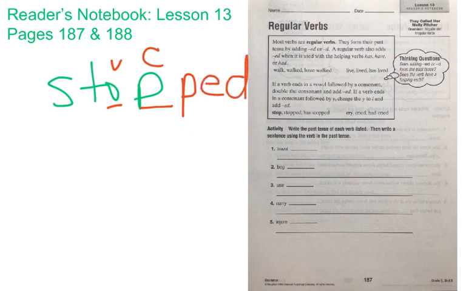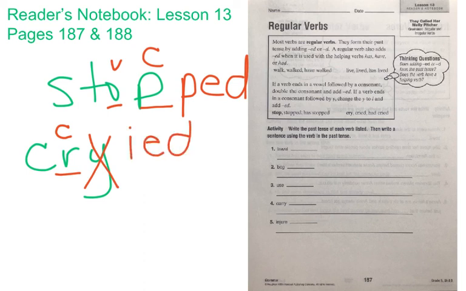Where we have the word cry, and it says if a word ends in a consonant, which is R here, followed by Y, then what you need to do is drop the Y and add I-E-D. So it's cried, C-R-I-E-D, cried. And that's what they're talking about there.